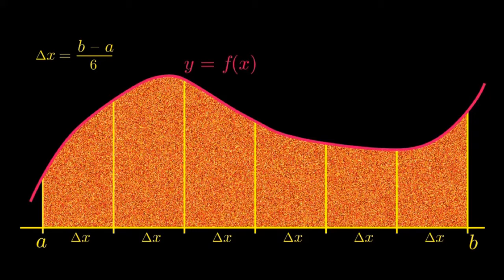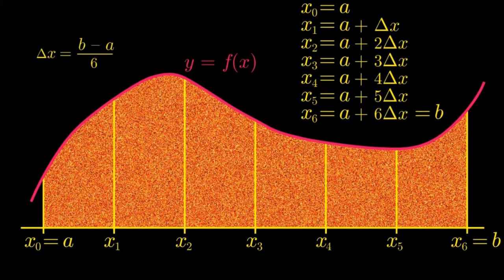All my subintervals will have the same width, delta x, which therefore equals the width of the entire interval, b minus a, divided by 6. I'm using 6 subintervals just for the purpose of illustration only. In practice, we'll want n subintervals, and the resulting approximation for area under the curve will be better if n is chosen as large as possible.